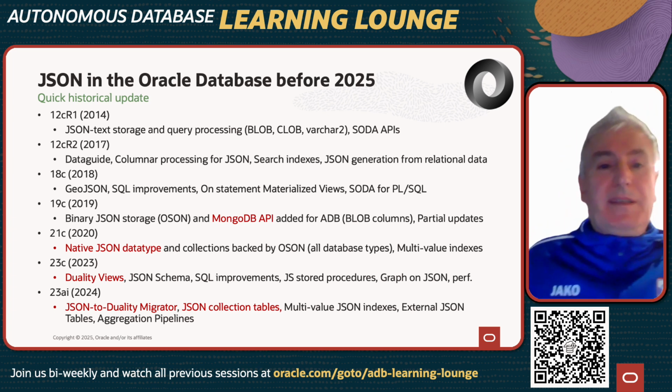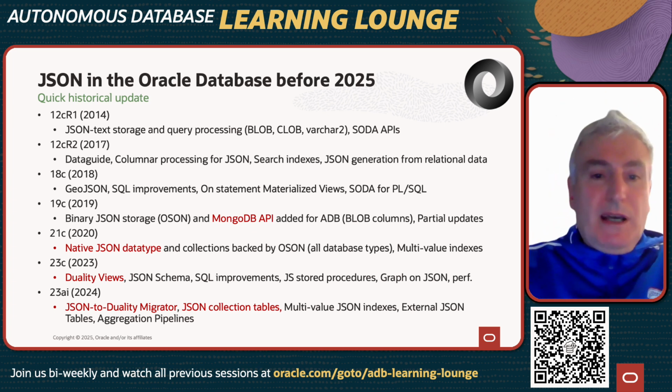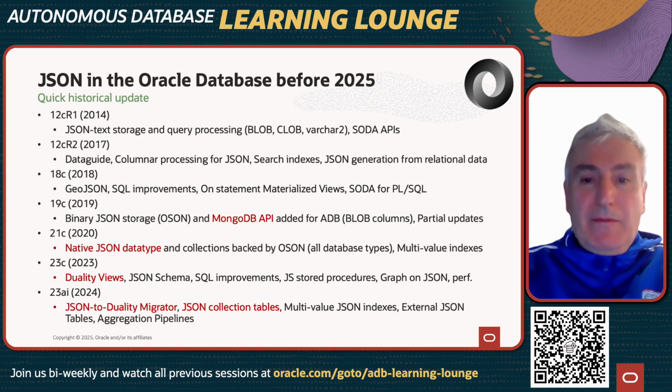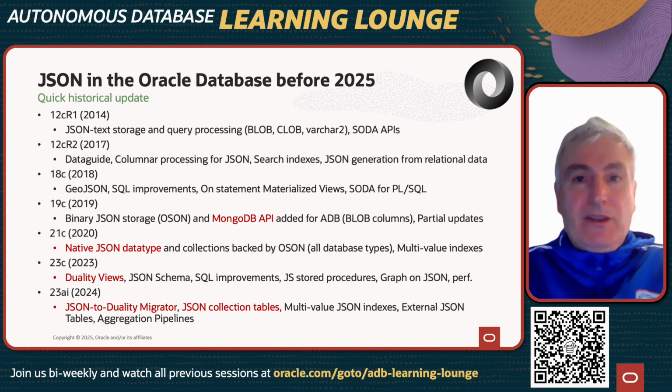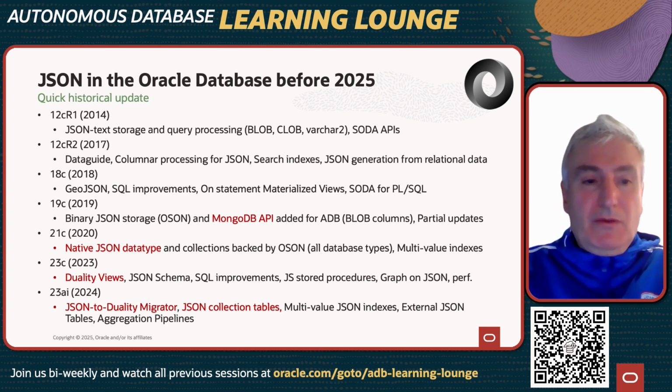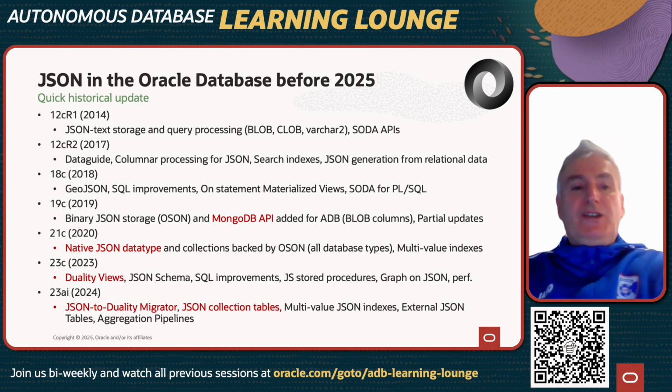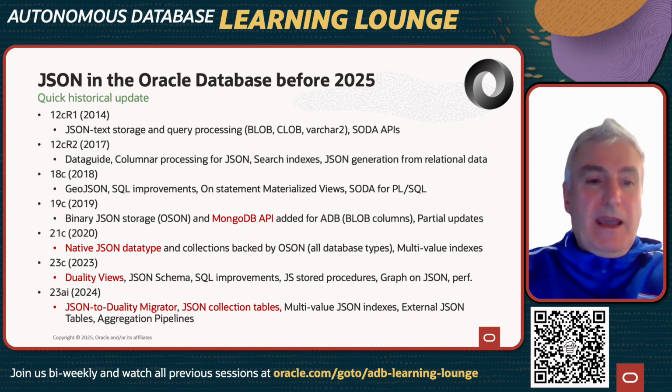which arguably are the most important ones in the development of JSON within the Oracle database. The first one that came with 19c was the MongoDB API, where you can directly run Mongo commands against an Oracle database. We have in 21c the native JSON data type. We came with duality views, which is the main topic of this presentation, with 23c. And then we created the JSON-to-Duality Migrator and JSON collection tables with 23ai.